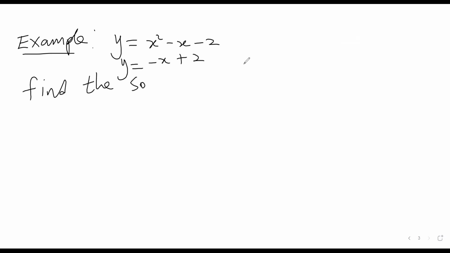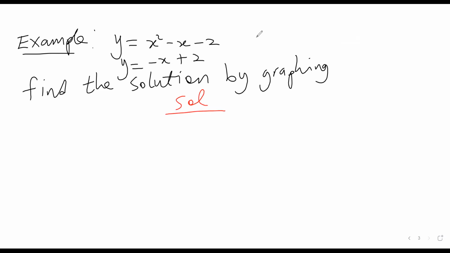We have this quadratic equation, x squared minus x minus 2, and this linear equation, minus x plus 2. Find the solution by graphing. To find the solution by graphing, we first want to graph the quadratic.